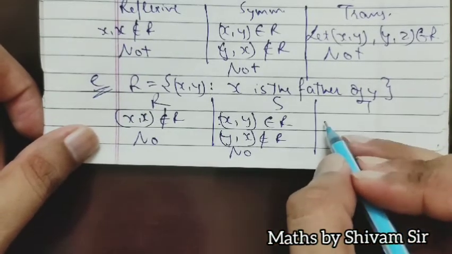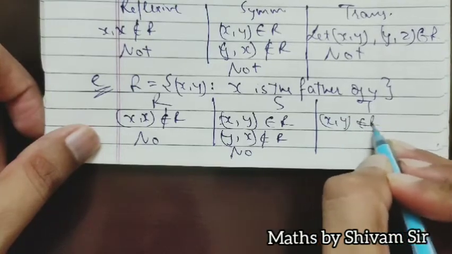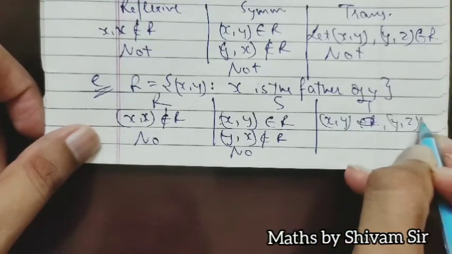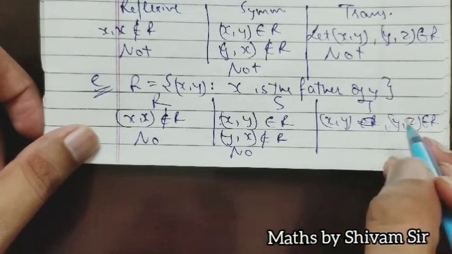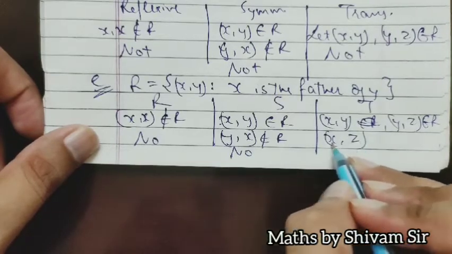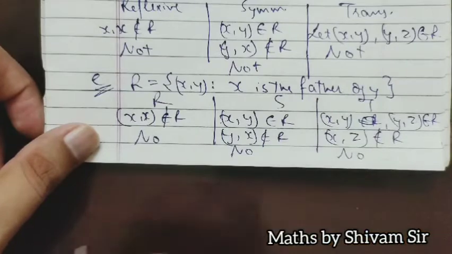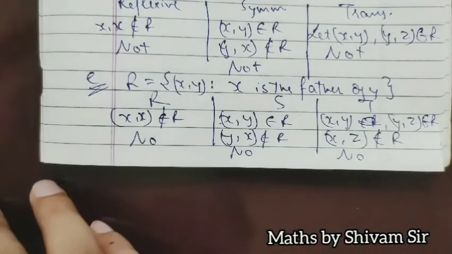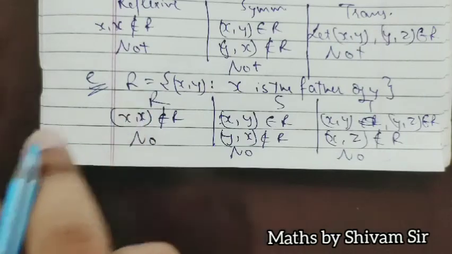Transitive: if (x,y) and (y,z) belong to R. x is the father of y, y is the father of z, so x would be the grandfather of z, not the father. So (x,z) does not belong to R. So no, this is not transitive. So it is very easy to identify reflexive, symmetric or transitive. So these are 3 categories we did in this video.